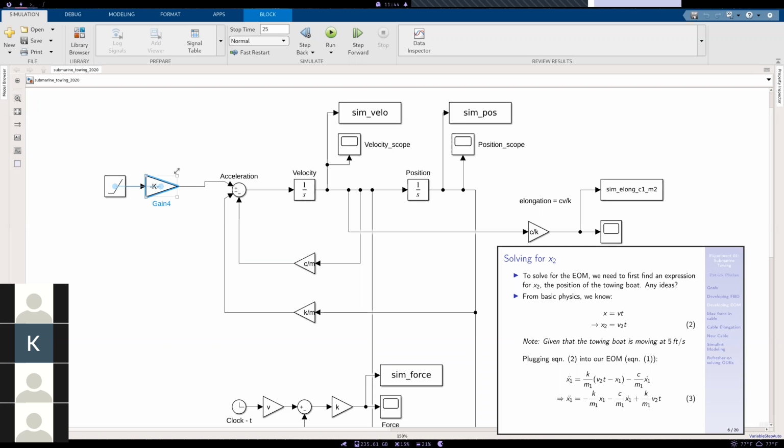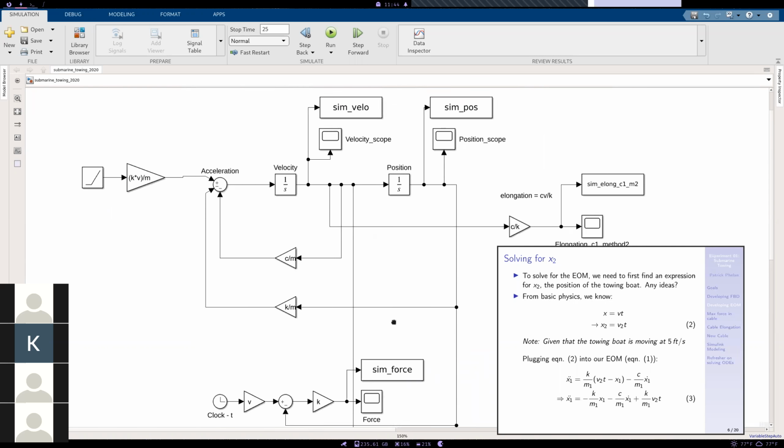Let's actually make this gain block bigger. So we have, this model is just disgusting to look at actually, compared to how we made our other models later on.